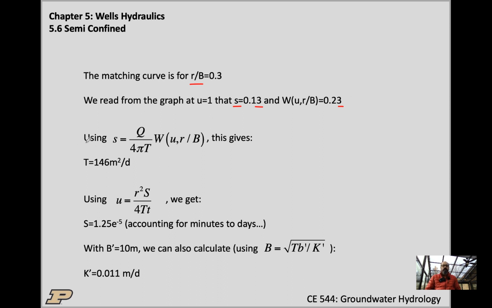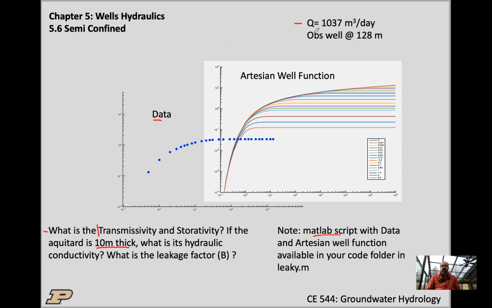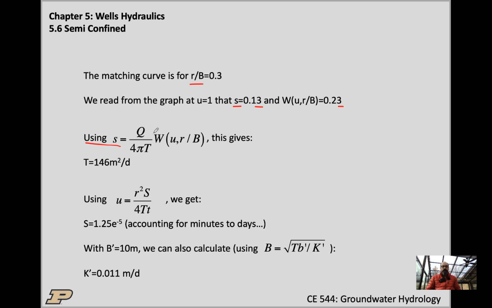Now using our equations, S equals blah, blah, blah, we can plug in and find, again, remember Q was 1000, sorry, I didn't put it back on here, but it should have. So Q here is 1037 and R is 128. Once we plug in Q is 1037, S is 0.13, W is 0.23, now we have everything except T. So we can calculate T as 146 square meters per day, and then using U equals, you know, the usual, we can find the storativity since we know everything.